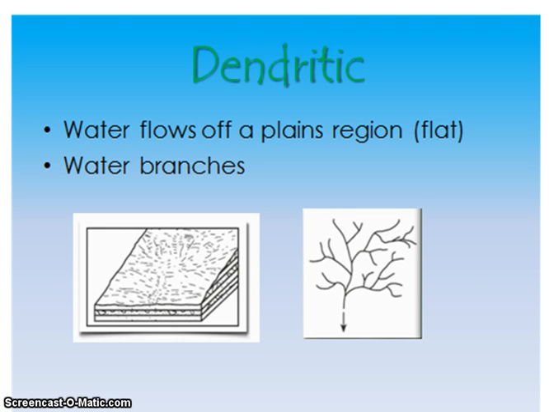The next type is dendritic. This is typically in a plains region or a very flat area, and water is going to branch out. This is also known as a branching drainage pattern. So again, here's your landscape. It's very flat in that plain region. If we were to look at that aerial view, this is your drainage pattern. Water is going to branch out in all different directions, just like roots on a tree, and it's going to flow down. So water is just going to flow in all of these directions out. If water was raining here, we would see this drainage pattern if we were looking at that aerial view.